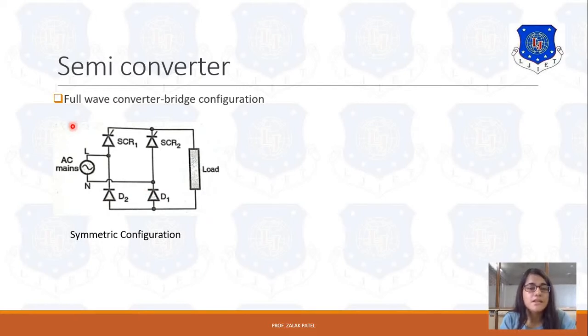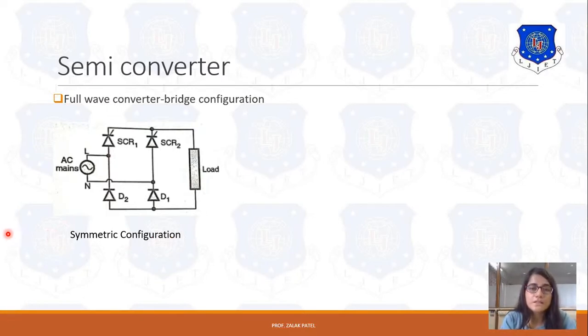Here you can see that if SCR1 and diode 1 operate in one cycle, and at the other time SCR2 and diode 2 operate, then the configuration is called symmetric configuration.